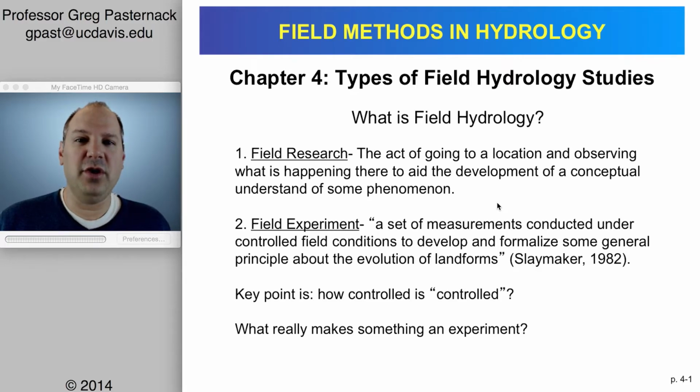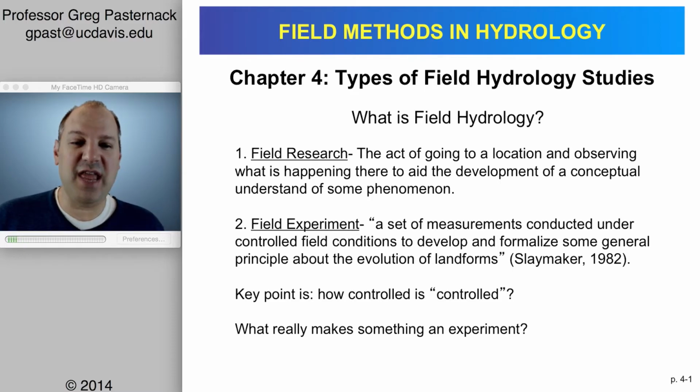When we go out in the field, we're often not doing strict experiments in the sense that we think of from laboratory biology or chemistry, although that is possible. Usually we're doing what I would just call field research, defined here as the act of going to a location and observing what is happening there to aid the development of a conceptual understanding of some phenomena. So usually the data we collect helps us figure out, affirm, deny, just understand what is happening with some natural phenomenon with water. Sometimes we might be trying to collect data to make specific predictions, but usually we're not using the field data that way.